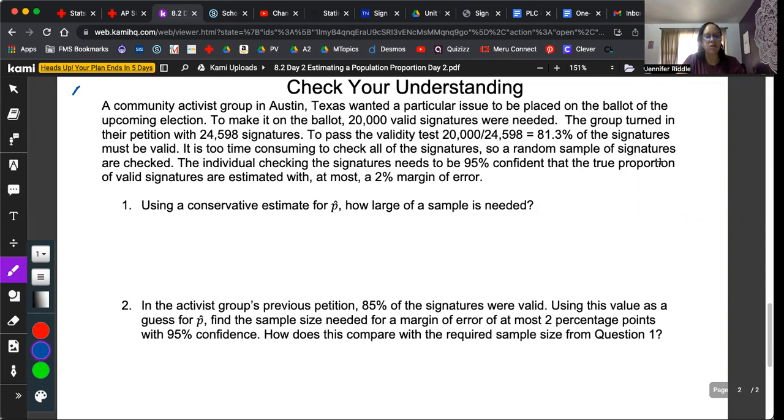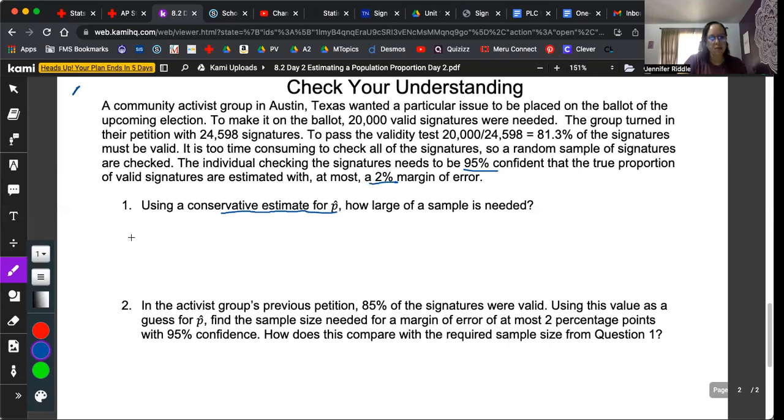It is too time consuming to check all of the signatures, so a random sample of signatures is checked. The individual checking the signatures needs to be 95% confident that the true proportion of valid signatures is estimated with at most a 2% margin of error. So part one says, using a conservative estimate for p hat, how large of a sample is needed? Okay, so how large of a sample of our 24,598 signatures do we need to make sure we get the correct validity?